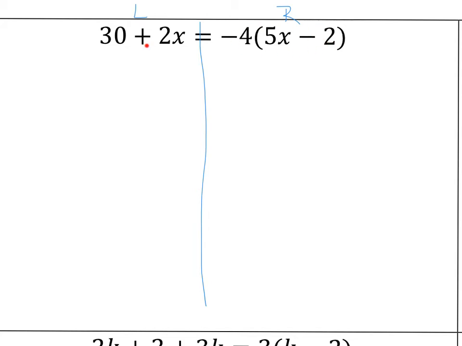Yes, we can. So I'm going to copy this left side. I'm not distributing anything, but I need to copy it. I'll copy my equal sign through my line there, and then I'm going to distribute. Negative 4 times 5x is negative 20x. Negative 4 times a negative 2, pay attention to your signs, negative times a negative, that's going to be a positive 8. So I did my distributive property.